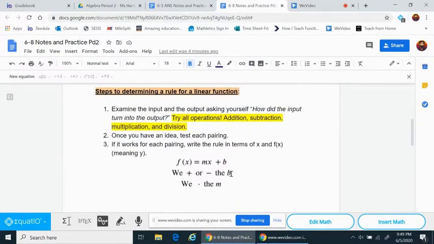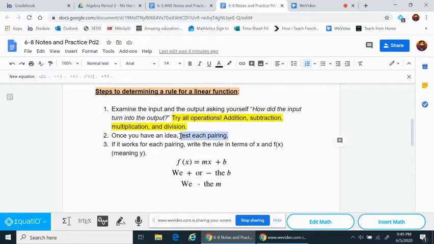So our steps for determining a rule for a linear function is examine the input and the output and ask yourself, how did the output turn into the input? And I cannot recommend enough to try all the operations. Again, we're really just focusing at this time on addition, subtraction, and multiplication. Once you have an idea, you have to test each pair.